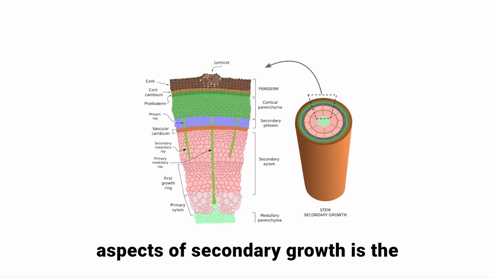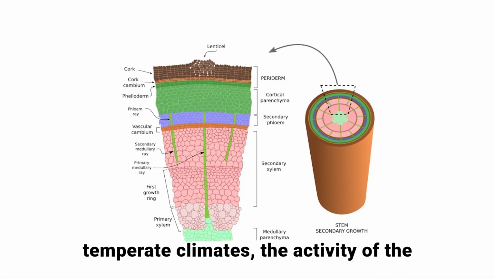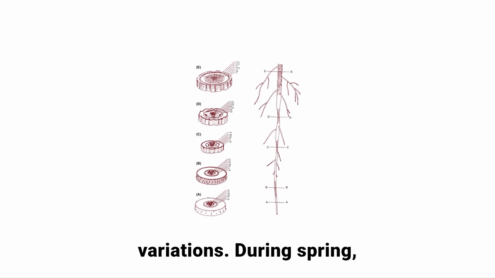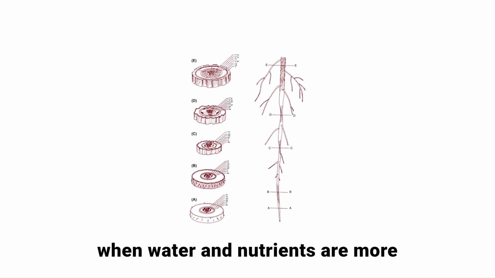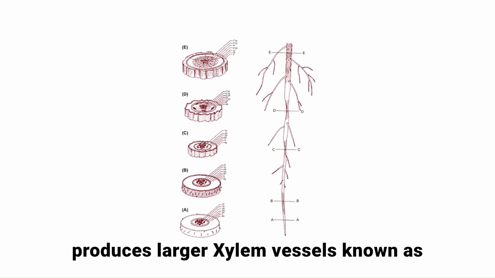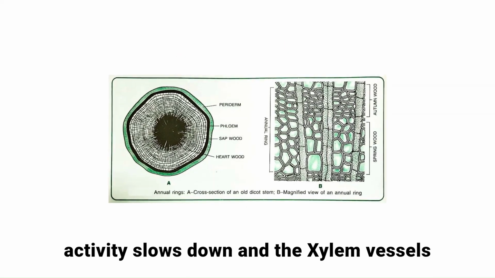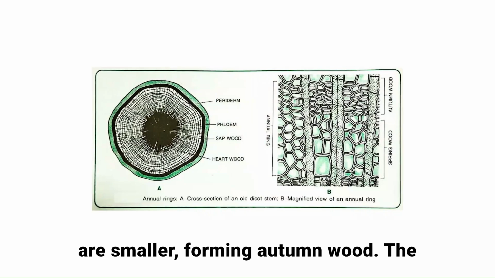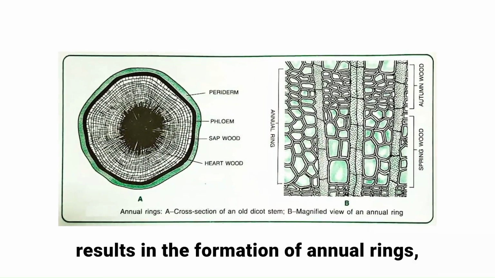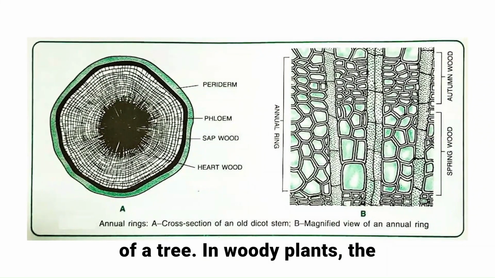One of the fascinating aspects of secondary growth is the formation of annual rings. In temperate climates, the activity of the cambium is influenced by seasonal variations. During spring, when water and nutrients are more available, the cambium is more active and produces larger xylem vessels known as springwood. In autumn, the activity slows down, and the xylem vessels are smaller, forming autumnwood. The contrast between spring and autumn wood results in the formation of annual rings, which can be counted to estimate the age of a tree.